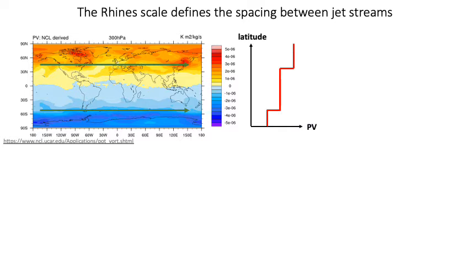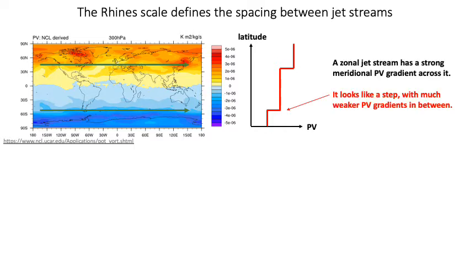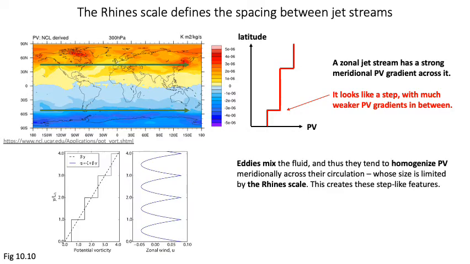If you try to imagine a zonal mean from this plot, what you end up with looks like a staircase, these steps. There's a step at the jet itself, where there's a very strong meridional PV gradient across the zonal jet stream, and then much weaker PV gradients in between.